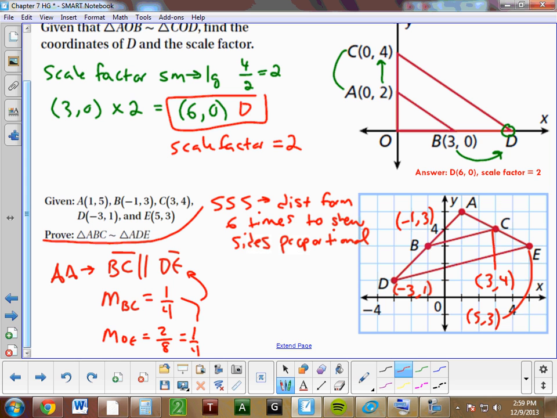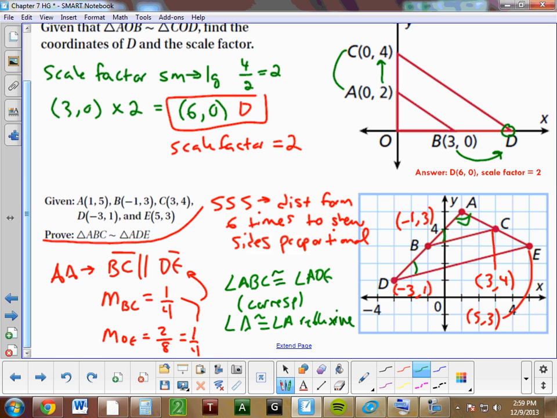And then using that, I can also show that I have angles that are congruent. So now I've got these two angles congruent because they're corresponding. So angle ABC is congruent to angle ADE because they're corresponding. And then angle A is congruent to itself, which is reflexive. And that's how I can get angle-angle similarity. So similar by angle-angle similarity.